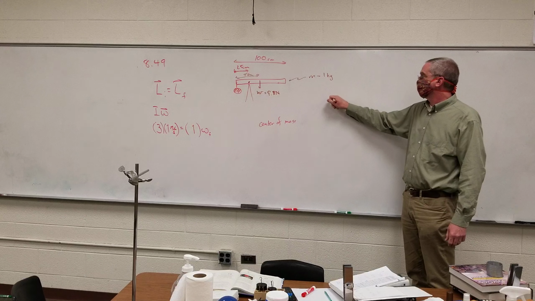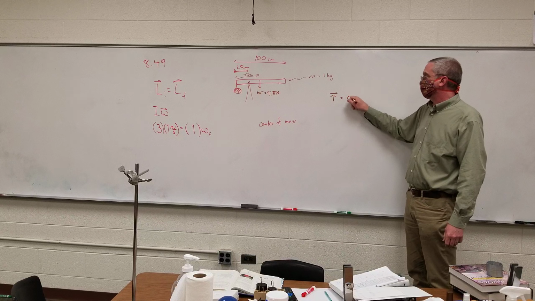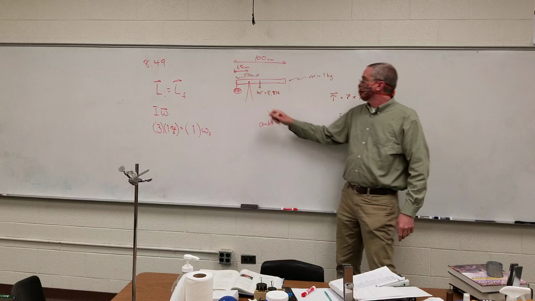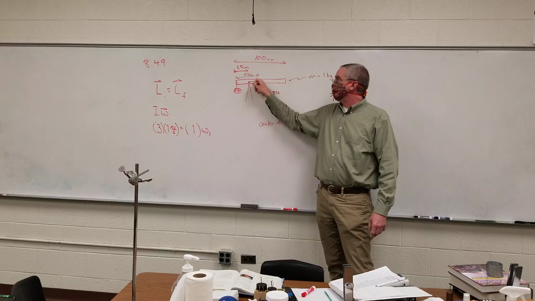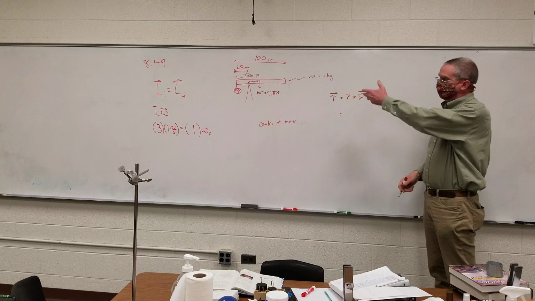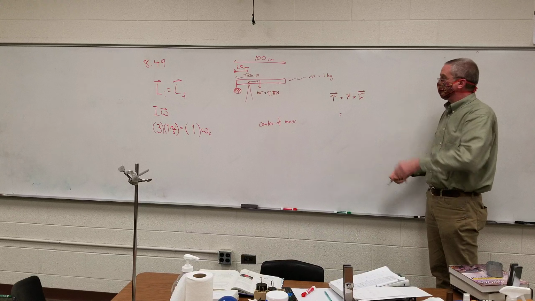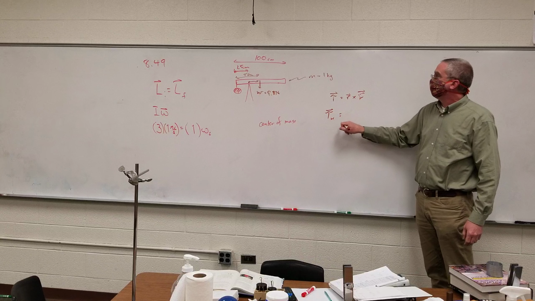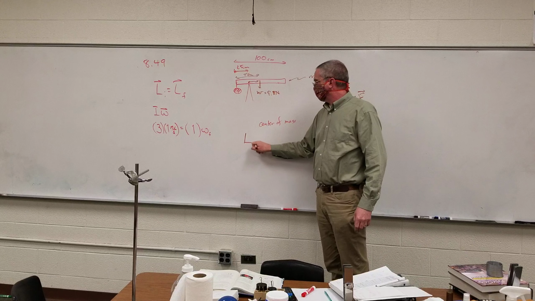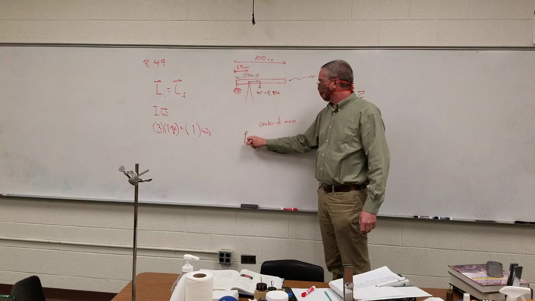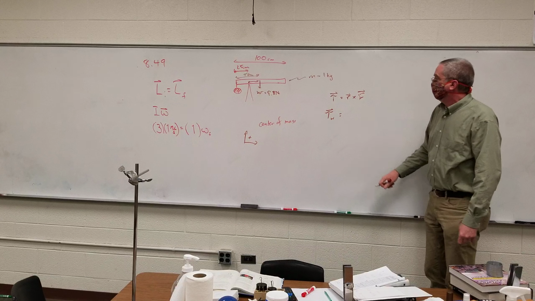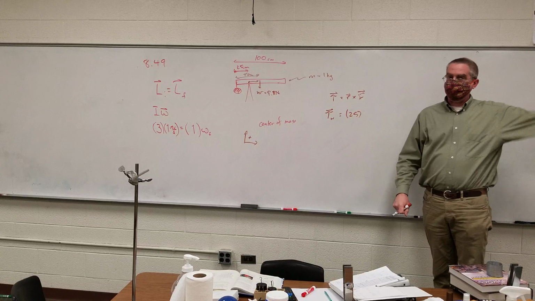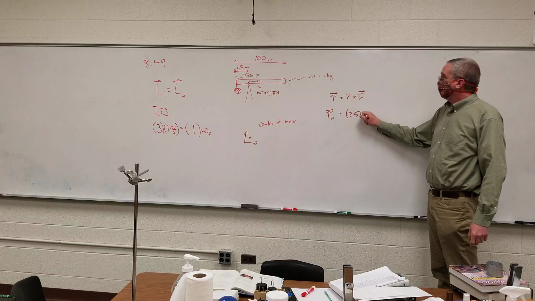Well, torque, r cross F. In other words, because this force is perpendicular to my moment arm there, it's just however long the moment arm is times the force. So the torque from the weight is, let's set up a coordinate system. Make those my positive directions. So the torque from my weight is 25 centimeters. It's positive because it's going that way, times negative 9.8.